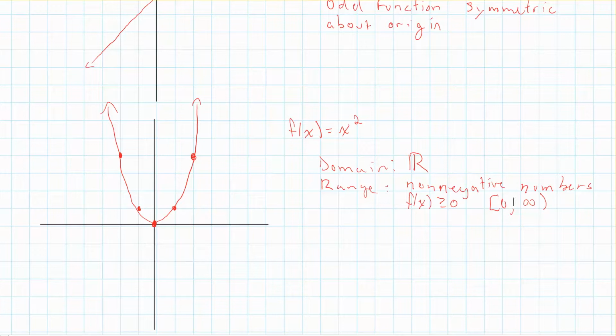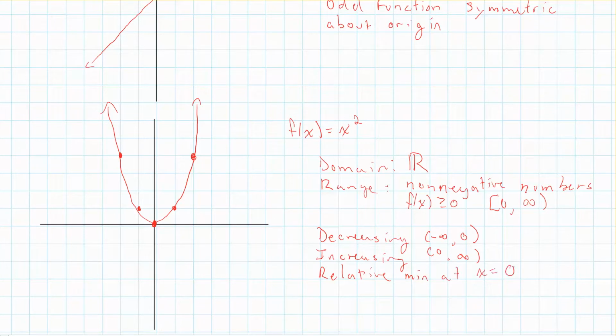Alright, so then what else? Well, we can see clearly from the graph that it's decreasing from negative infinity to 0. It's increasing from 0 to infinity. We have a relative, which actually turns out to be an absolute as well, relative min at x equals 0. And of course it is an even function, which means, I won't write it down this time, that it's symmetric about the y-axis.